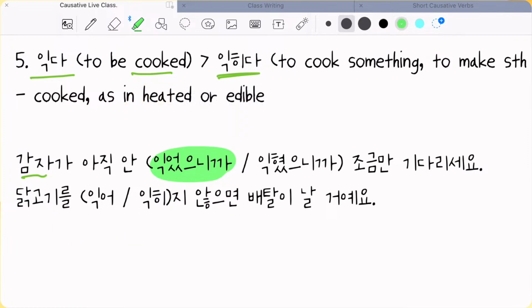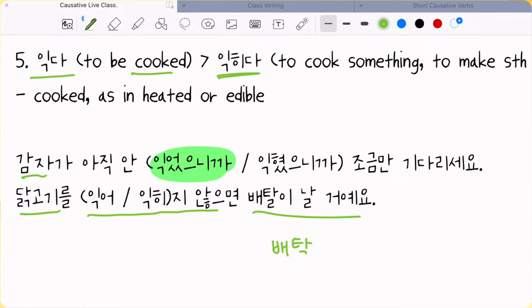안 익었으니까 조금만 기다리세요. Wait a little bit. 그 다음에 how about the next one? 닭고기를 blank지 않으면 배탈이 날 거예요. 여기서 배 means stomach, 탈 means problem. So 배탈 means stomach problem. And if you say something is 나다, it means for something to come about, to come up, to rise. So 배탈이 나다 means for you to have a stomach problem. So it means to have a stomach ache.